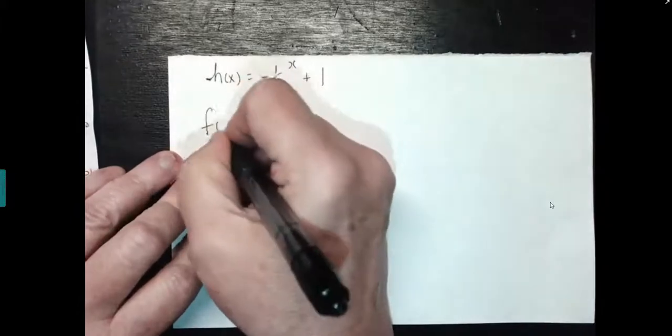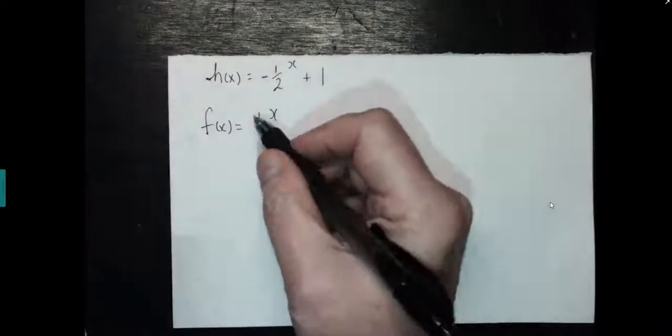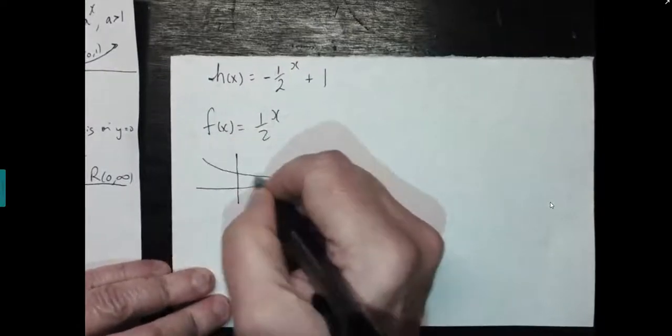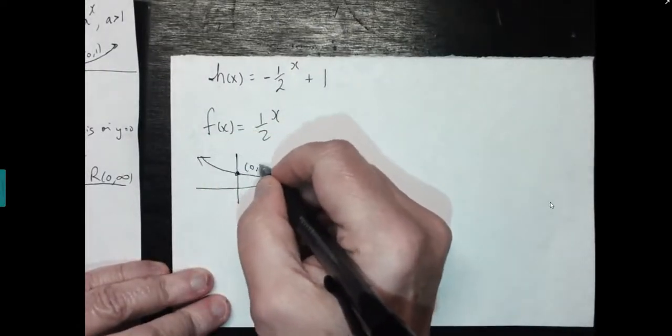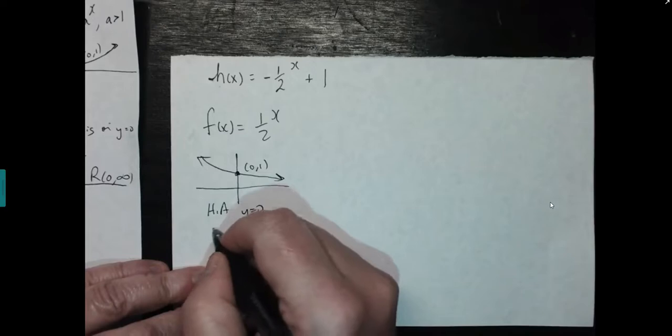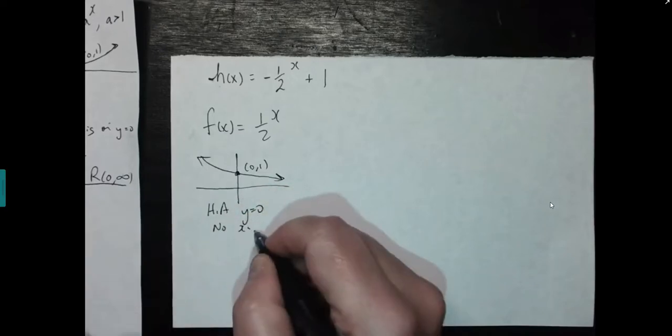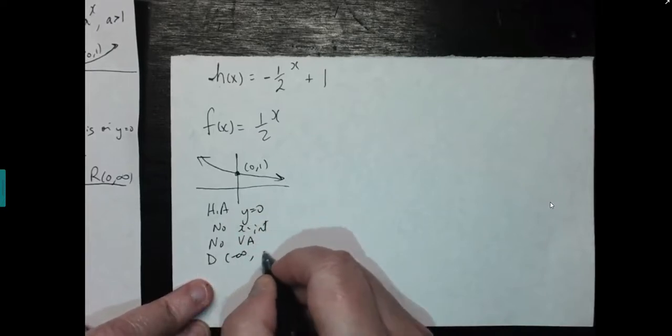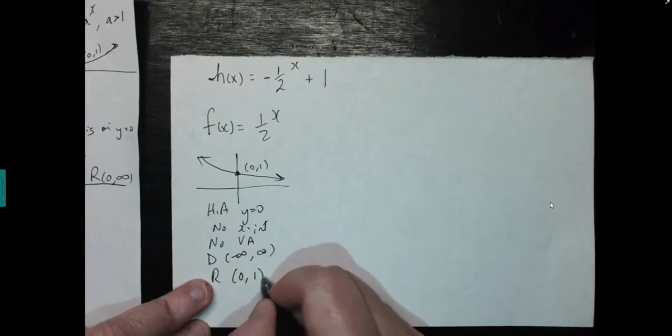And finally, what about this guy? I start with f of x equal to (1/2)^x, and again, since 1/2, the base, is between 0 and 1, this is the picture we have. So its y-intercept is (0, 1). There is a horizontal asymptote, which is the x-axis. There's no x-intercept. There's no vertical asymptote. The domain is negative infinity to positive infinity. The range is 0 to infinity.